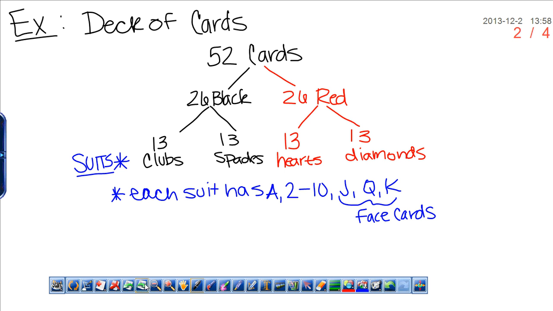So again, if this is not something you are familiar with and really comfortable with, jot it down so that you can memorize it. Correct. Standard deck is only 52 cards. No jokers or anything like that.